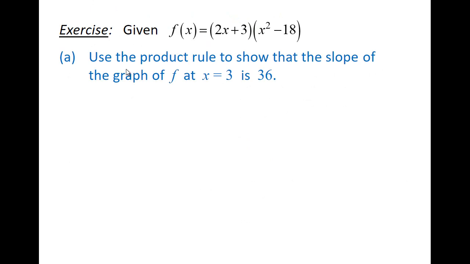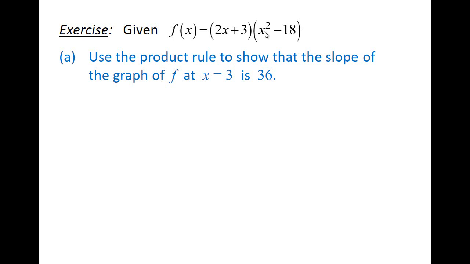So let's say I have the function f of x, which is equal to 2x plus 3 times x squared minus 18. We want to find the slope of the tangent line to the graph of f at the point where x is 3, and we will show that slope is 36. To do that, we need to find the derivative, and to find the derivative here, I'm going to apply the product rule.